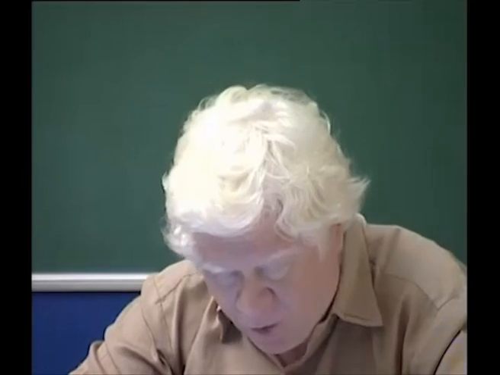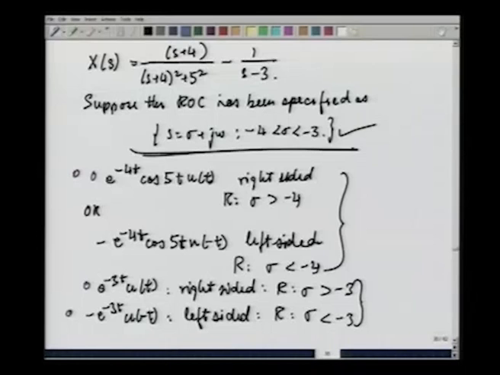Finally, we have the fourth possibility, where we take the second possibility for the first term, which is the left sided expression, minus e to the minus 4t cos 5t u(minus t), and combine it with the first possibility of the second expression, e to the minus 3t u(t). Now, this would give again a two sided expression, sigma greater than minus 3 according to the second term, sigma less than minus 4 according to the first term, and this would lead to a null ROC.